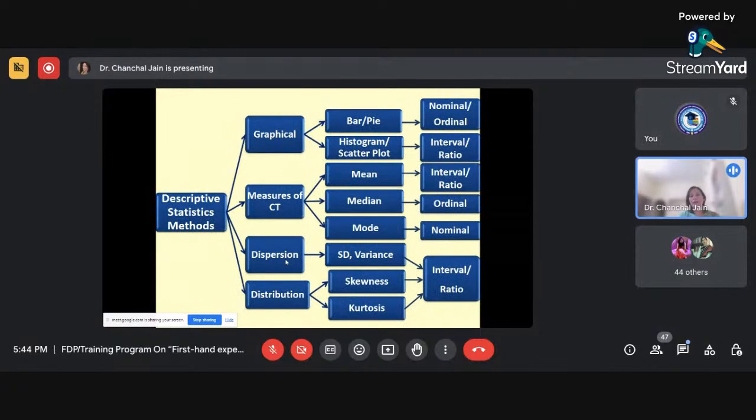Moving further, this chart is a very important chart. At the end of the session, I'll give you a poll, and maybe a question can be from the slide, right? So you can read it here. Under descriptive statistics methods, we can keep these 4 things: measures of central tendency, dispersion, distribution, and also the graphical method. When we are interested in data representation or presentation, in that case we can go for bar, pie, histogram, or scatter plot types of graphs, right?